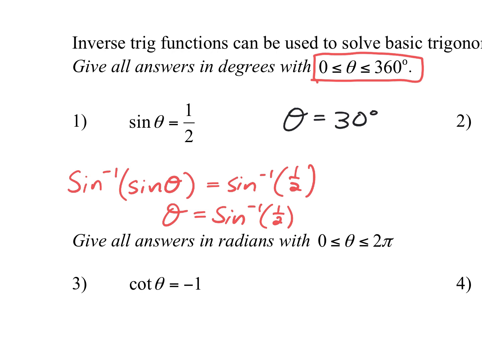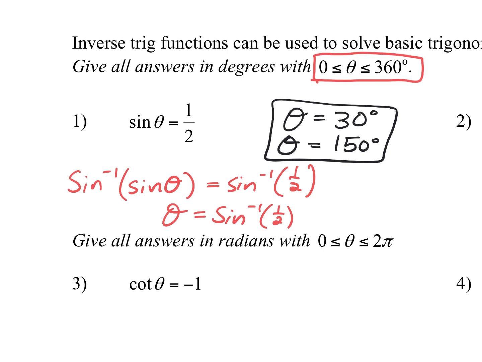However, this is not the only value on the unit circle with this sine value. The sine values are positive in the first and second quadrant. So if I have a sine of 1/2, theta could equal 30 degrees in the first quadrant, or in the second quadrant, 150 degrees.